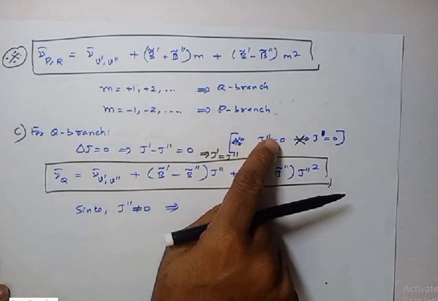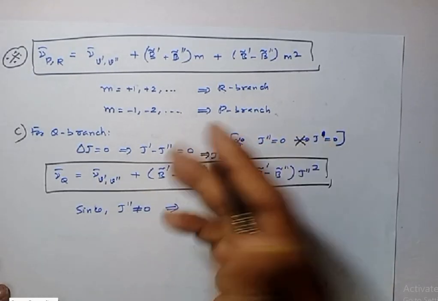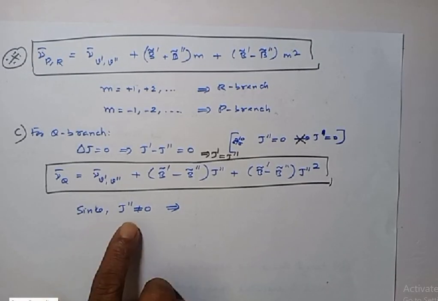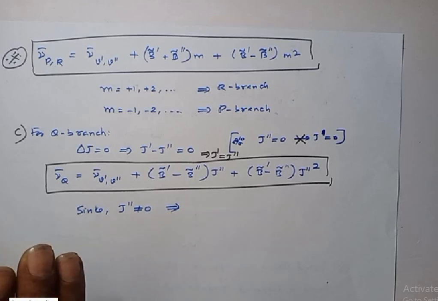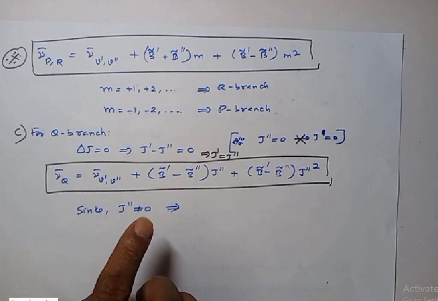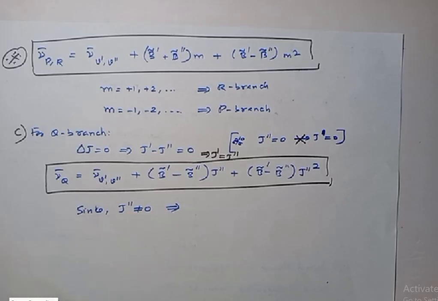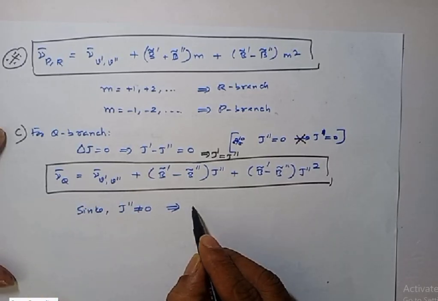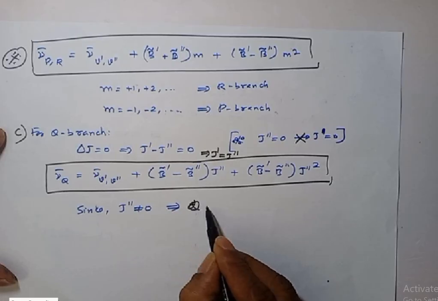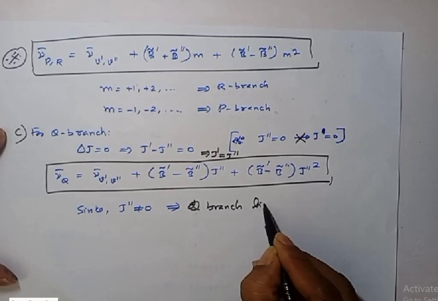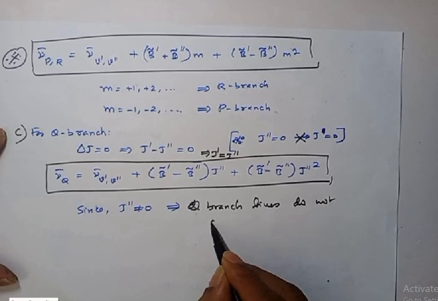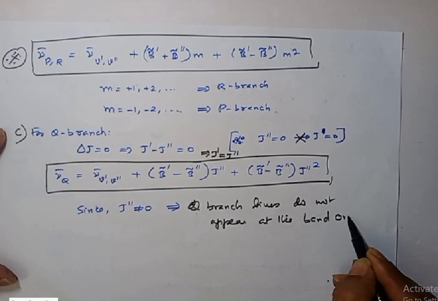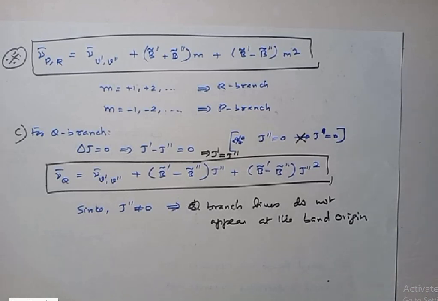Why? If J double prime is 0, then 0 to 0 becomes allowed. But J double prime 0 is not allowed. Therefore, observe carefully, since this is not allowed, we do not get a Q branch line at the band origin. So Q branch lines do not appear at the band origin. Okay, this is very important.